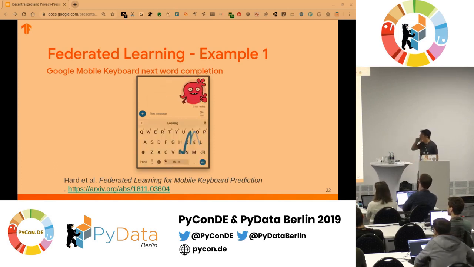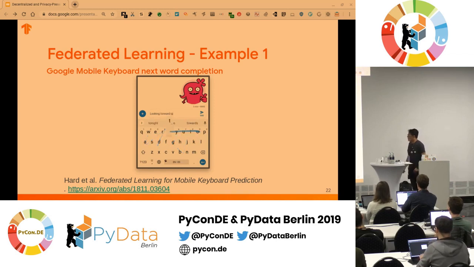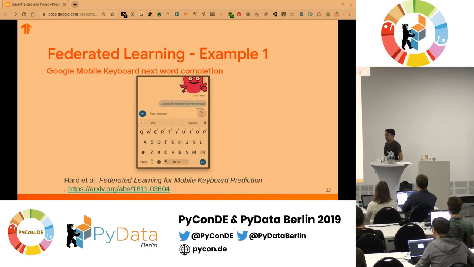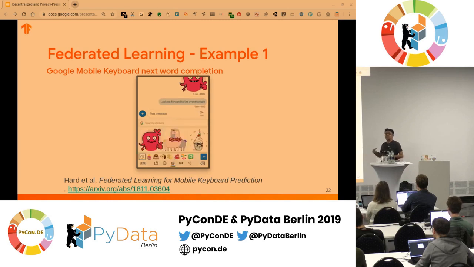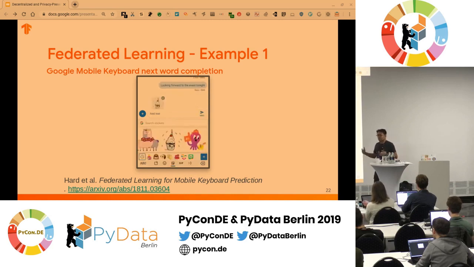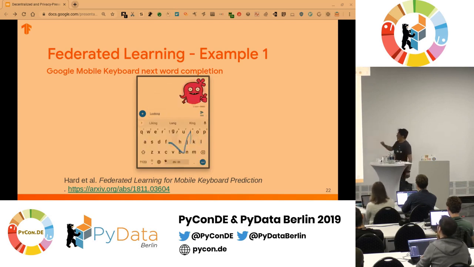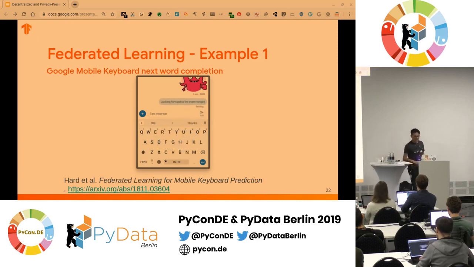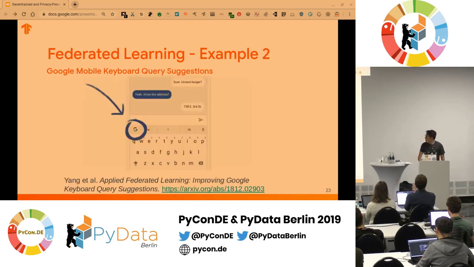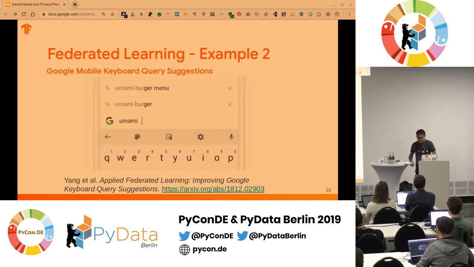So this is a quick shout out to the Google Mobile Keyboard effort, where essentially this has been, I can't say proven, but this has worked. There's the next word completion. There's a paper out there which actually works without any collection of data, as does keyboard query suggestions.